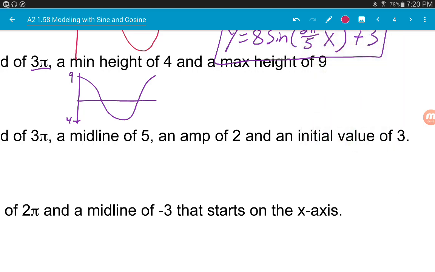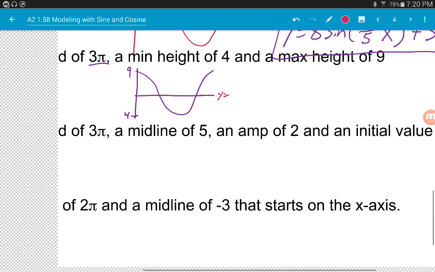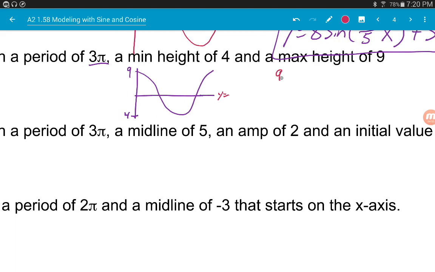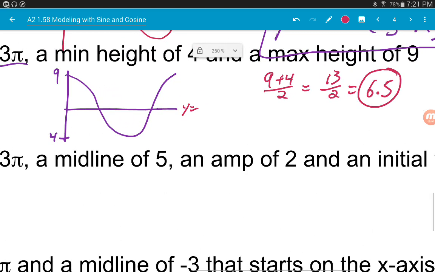Now in order to find out the midline, the y equals whatever, I'm going to have to average these two things together. So 9 plus 4 divided by 2. That's 13 divided by 2, which is 6.5. You shouldn't be afraid of the fact that this is a decimal. This is a pretty easy decimal as far as decimals go.